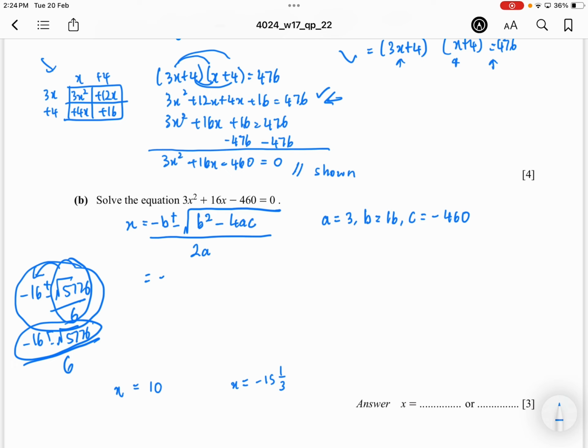Okay, teacher gives this here. You substitute, learn, revise again. How do you substitute the numbers in? How do you use your calculator?